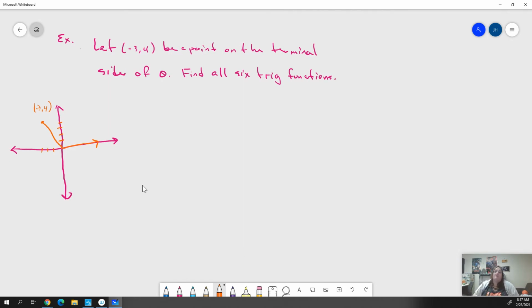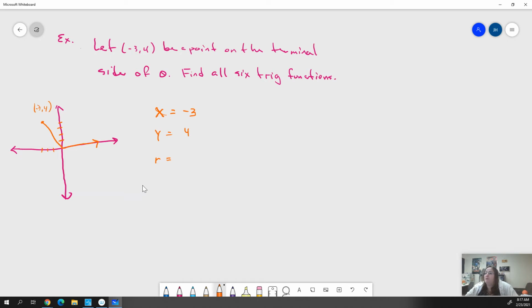So the first thing we need to do is know what everything is. And we know right now what our x and y are, because it's given to us in point form. We know that x equals -3. We know that y equals 4. What we don't know is what r equals, right? So before we can begin, we have to determine what our r equals.